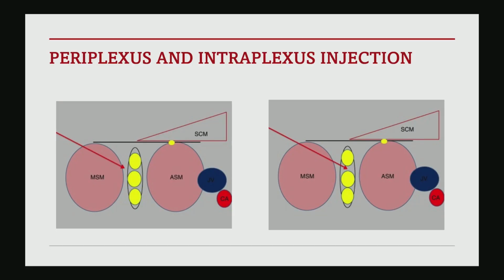There are two types of injections. We have what is called a periplexus injection and an intraplexus injection. So periplexus injection happens between the scalene muscle and the brachial plexus elements. The needle will be staying just lateral to the brachial plexus sheath. In the intraplexus injection, the needle will be placed between the C5 and C6 nerve roots. It has been proposed that when you do an intraplexus injection, there are chances of intraneural injection.